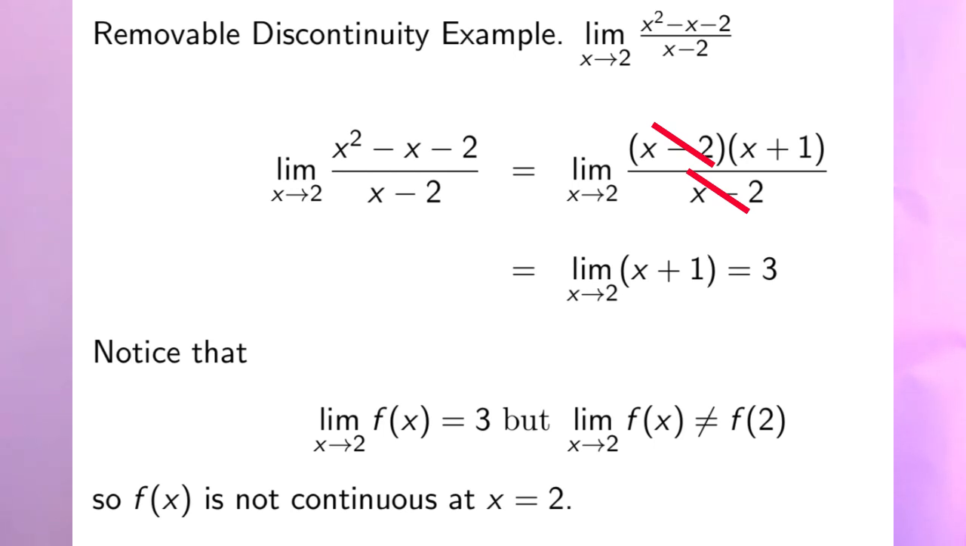I've already mentioned this, but again, the limit of f of x as x goes to 2 is 3. But the limit of f of x as x goes to 2 does not equal the function value, and therefore f of x is not continuous at x equals 2, which we already knew.